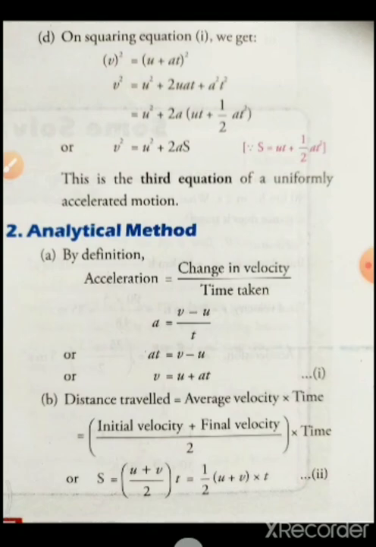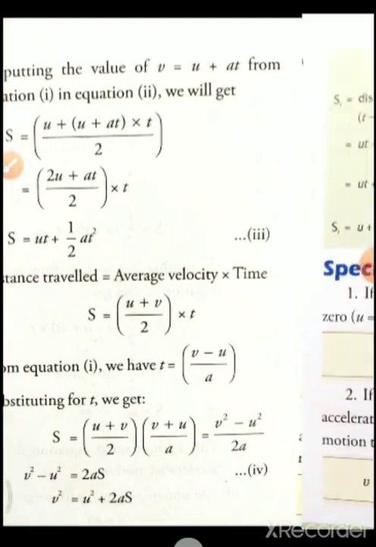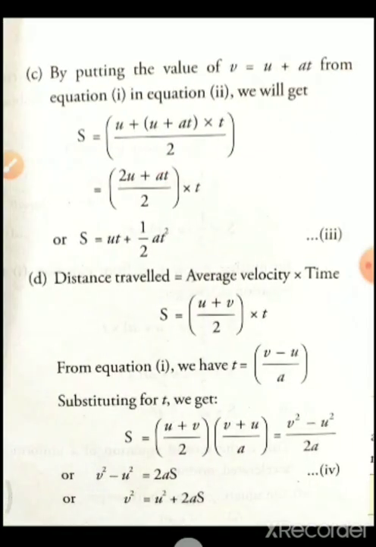So by putting the values, we will get (v minus u) by t, and after putting the values we do the cross multiplication. Then what we will get? at is equal to v minus u. By exchanging the terms, v is equal to u plus at, which is the first equation of uniformly accelerated motion. I hope you have understood this one.